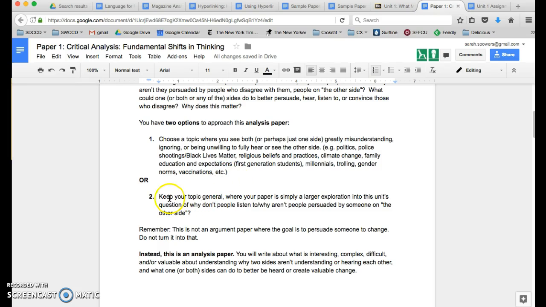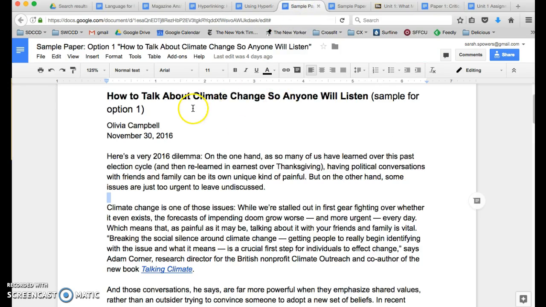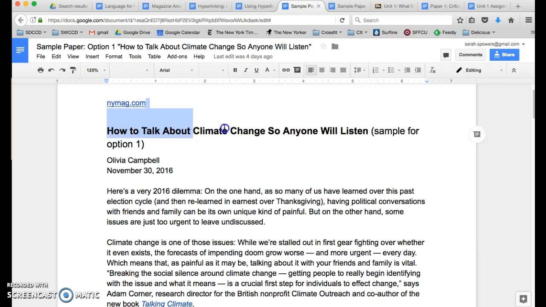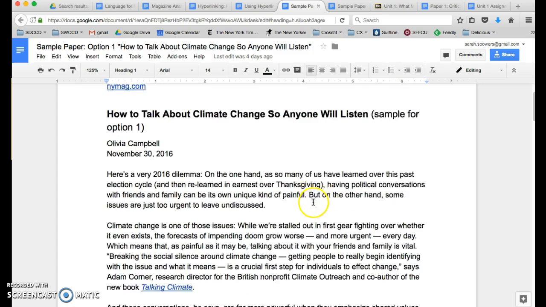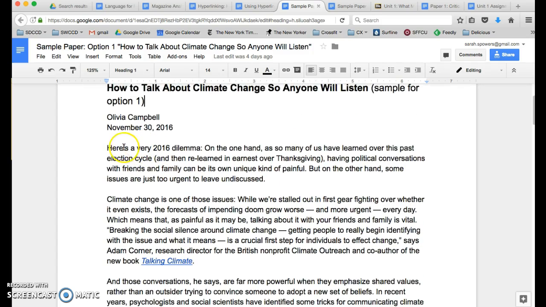That's the topic option. And then the second option is keeping it general, right? So with these samples, one is under the guise of a topic: how to talk about climate change so anyone will listen. If we look at this sample, it just dives right into this topic. It doesn't go slow. It doesn't give a bunch of background information about climate change or about misinformation or memory or changing someone's mind. It just says, here we are, here's my dilemma.